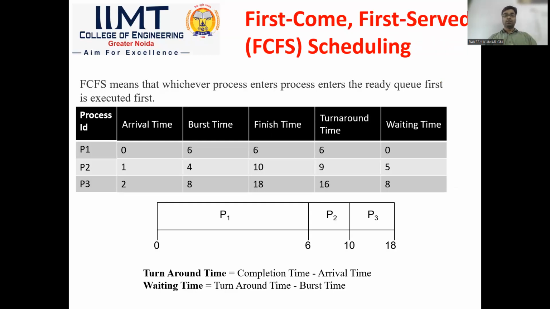Now, as we have a number of scheduling algorithms, before moving to this step, there are two types of scheduling algorithm. First one is the preemptive scheduling algorithm, and the second one is the non-preemptive scheduling algorithm. FCFS is basically a non-preemptive scheduling algorithm. And what is preemptive and non-preemptive?